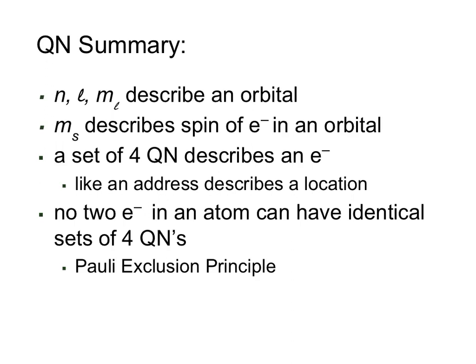And so, to summarize quantum numbers, n, l, and m sub l will describe an orbital and the location of that orbital. M sub s will then describe the spin of an electron within a singular orbital. A full set of the 4 quantum numbers will describe an electron.